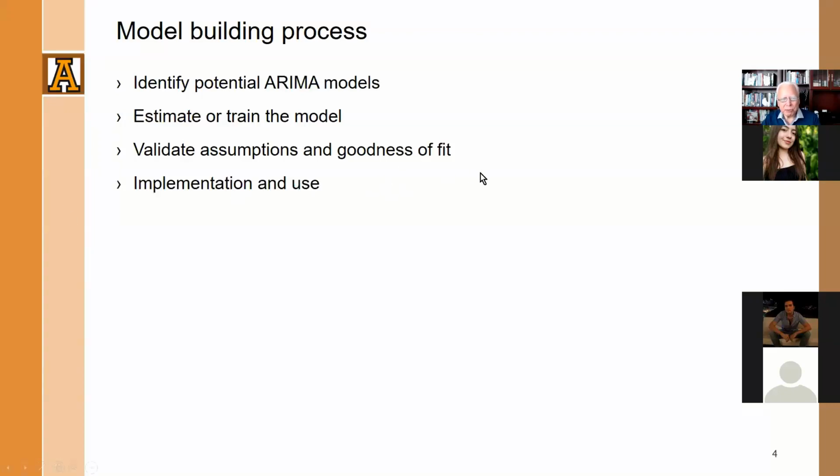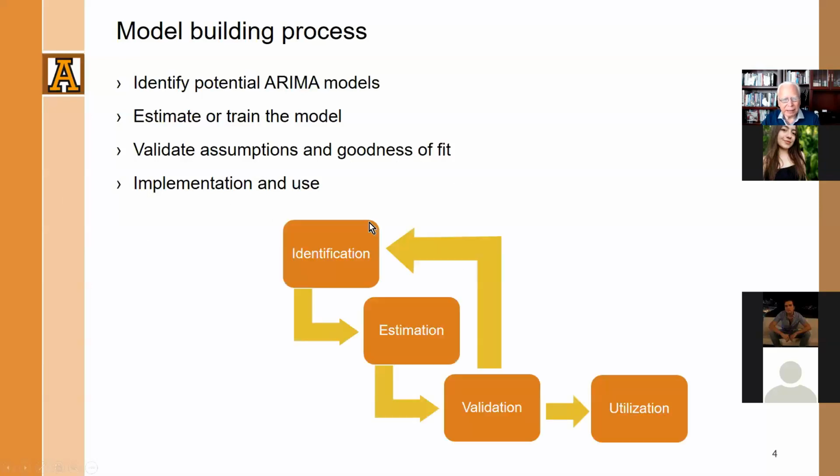Once we validate the assumptions and the goodness of fit of the model, we implement and use it. So the identification process is not a single shot thing. We identify a tentative model, and then we estimate it, we validate the assumptions, and if the assumptions do not hold, we need to go back to the identification stage and try a different model. So we'll go through the whole thing again.